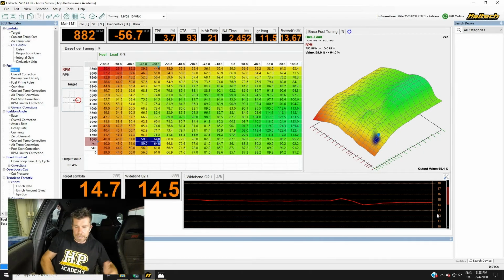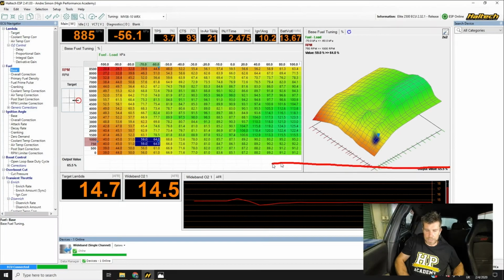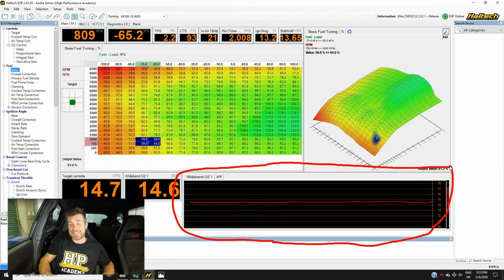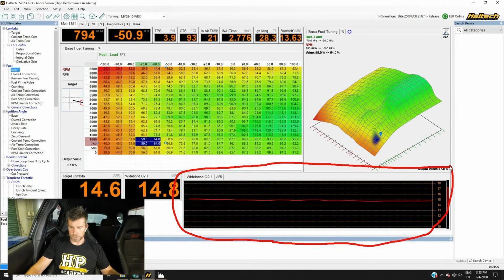So what I've got here, just for the purposes of this demonstration, I've actually added in a little time graph here, and I find that this is quite a nice, easy way to visualize what's going on when we are tuning our transient enrichment. This is just logging our wideband air-fuel ratio over time. And you can see it's moving around a little bit because right now while I'm just talking, I've just got the air conditioning running, so that's why we can see it moving a little bit rich and a little bit lean at idle.